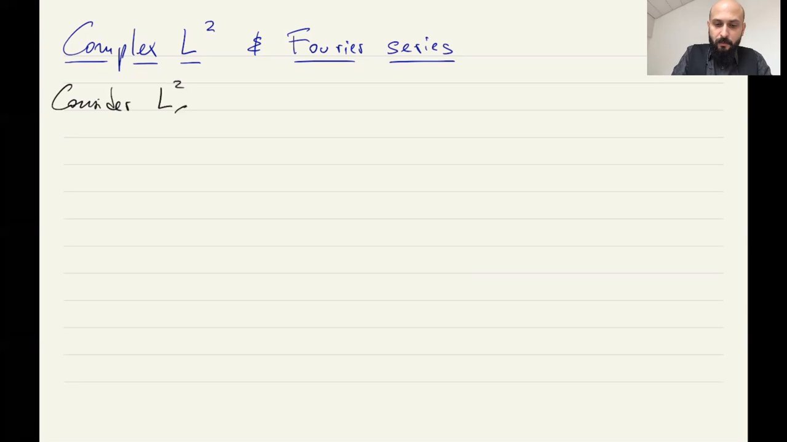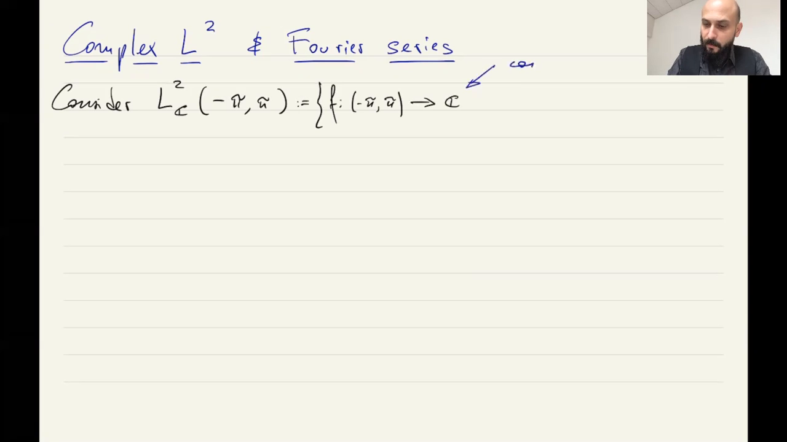L2, I read it like this, L2 complex of the interval minus pi pi, defined as all those functions from the interval minus pi pi into the complex numbers, the complex plane, that are measurable, of course, measurable, and for which the integral from minus pi to pi of the norm square of the value is finite.